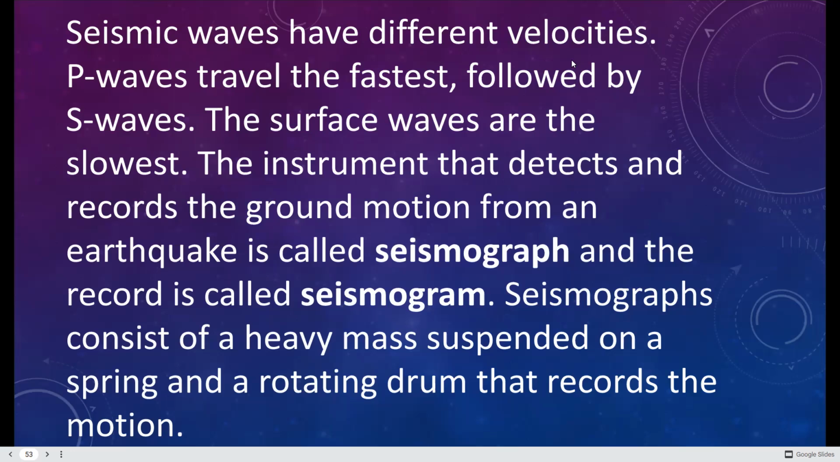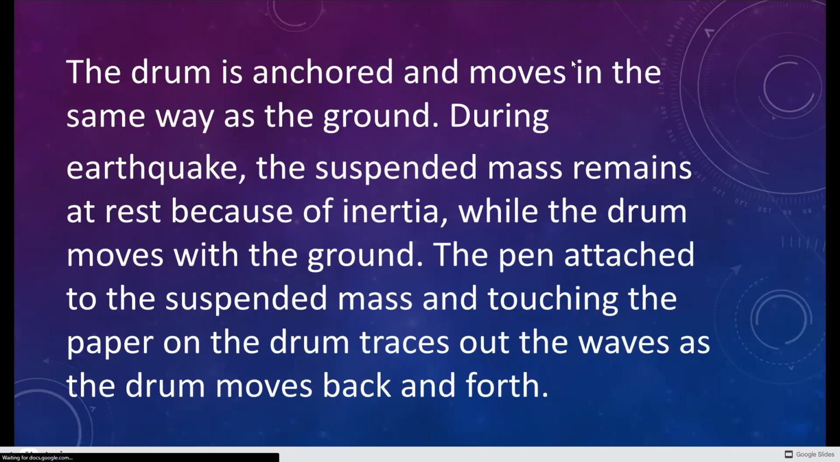An instrument that detects and records the ground motion from an earthquake is called a seismograph. And the record is called a seismogram. Please get your notes and write the important details. Seismographs consist of a heavy mass suspended on a spring and a rotating drum that records the motion. The drum is anchored and moves the same way as the ground.